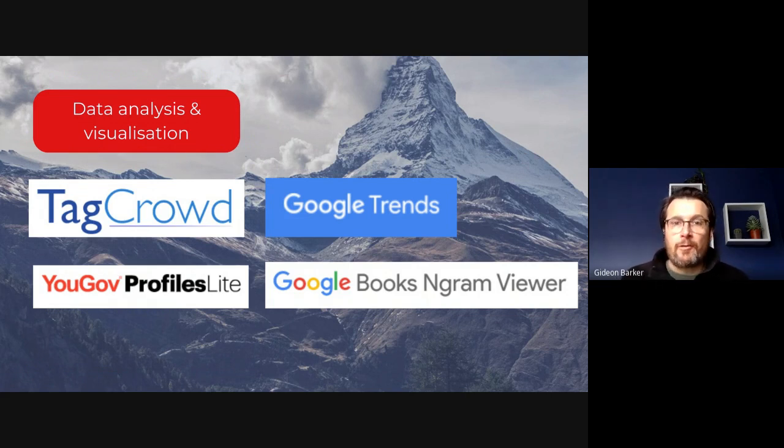Google Books Ngram is monitoring keywords that come up in published books and perhaps journals as well. I'm not sure exactly where the sources come from, but that's quite interesting because it's more of the written word as opposed to the search term. So again, that's another tool that's good to use to identify trends.